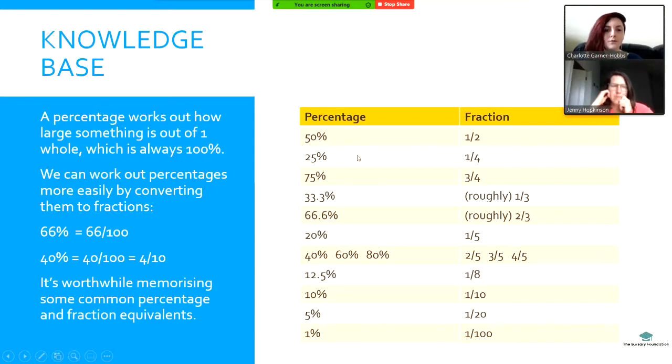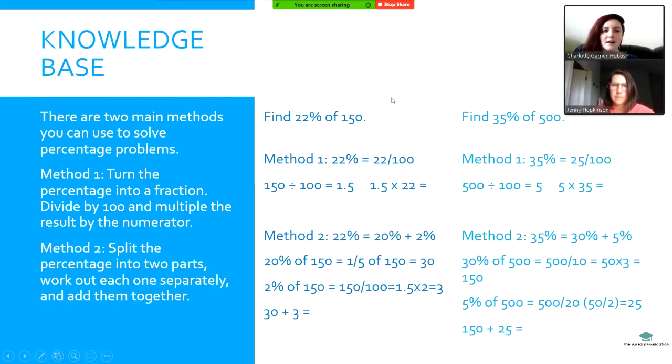You could also use your memorized fractions over here to work things out a bit more quickly. So if you know that 25% is the same as a quarter, you can just divide something by 4 to find 25%. And it makes it a bit quicker than doing your divide by 100 times by 25 method. So for the fractions where you can't just do a simple divide by 4 or divide by 5 and what have you, there's a couple of different methods that we can use.